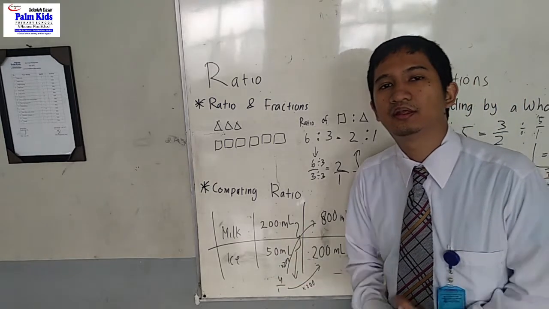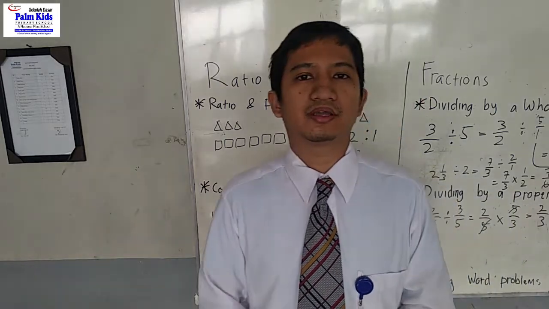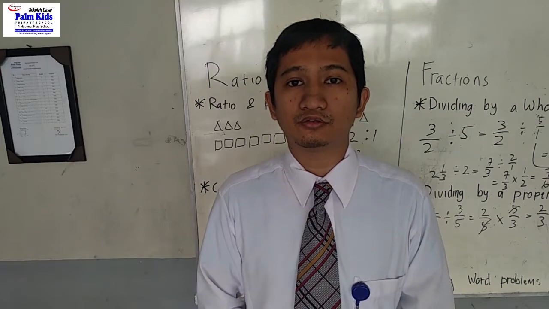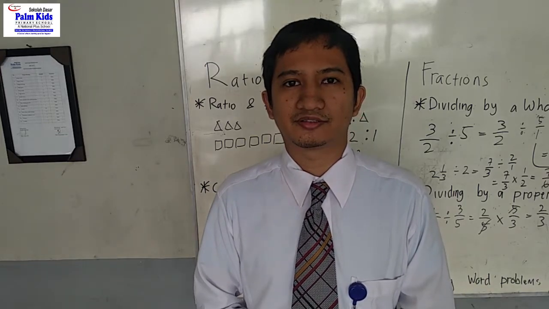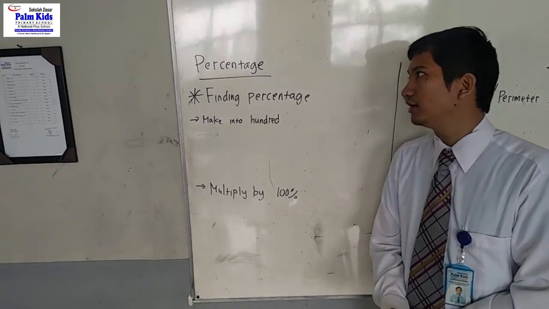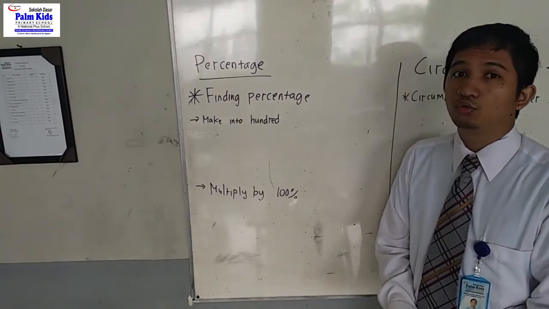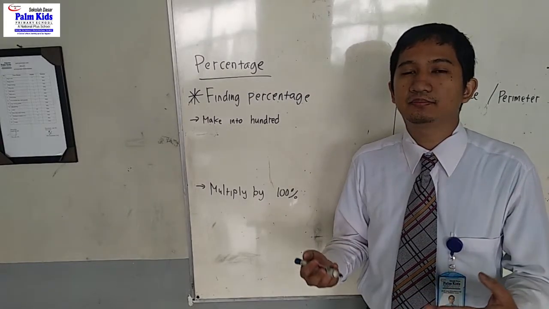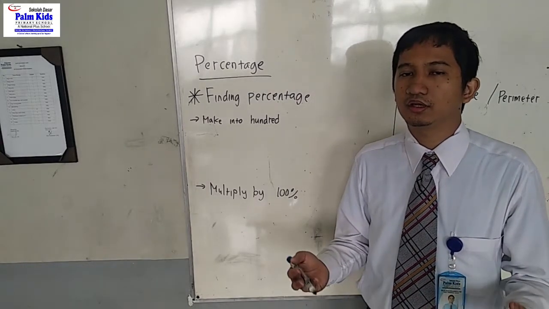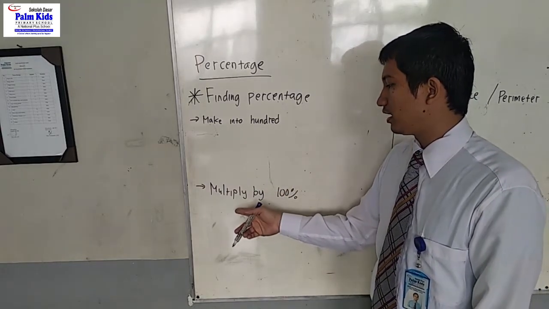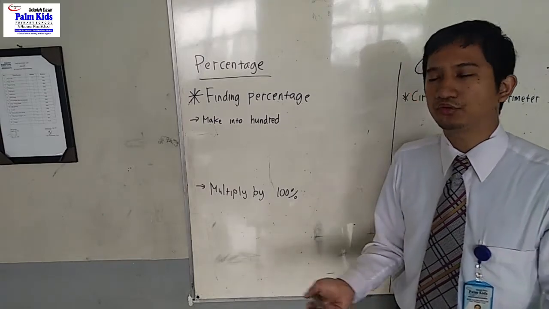Okay, class, that's the third material. Next, we're going to go to percentage and also circles. Okay, class, now we go to the fourth chapter, that is percentage. We just learned a little bit about percentage, that is changing numbers into percentage by making it into per 100, or we can multiply it by 100%.